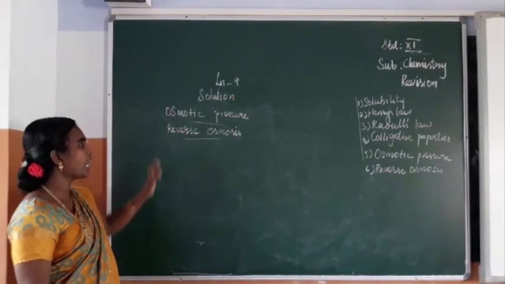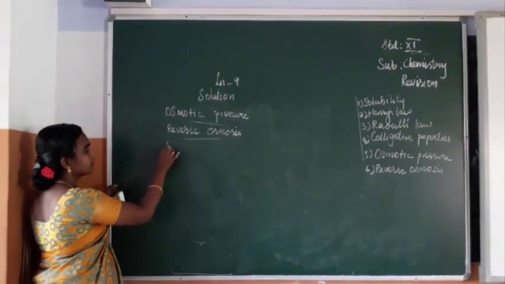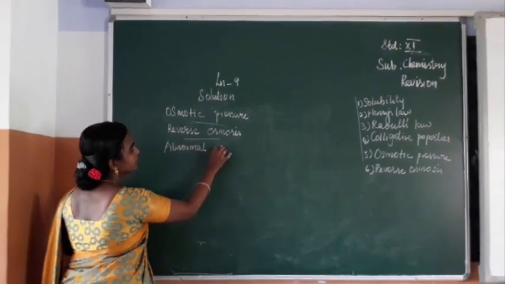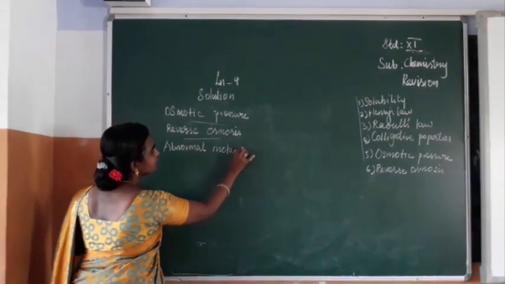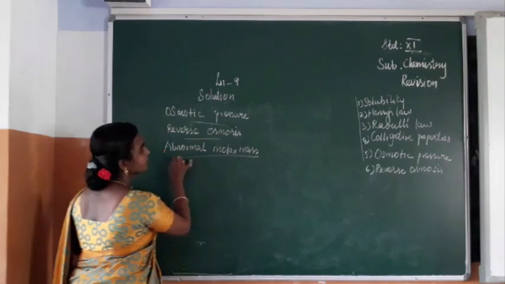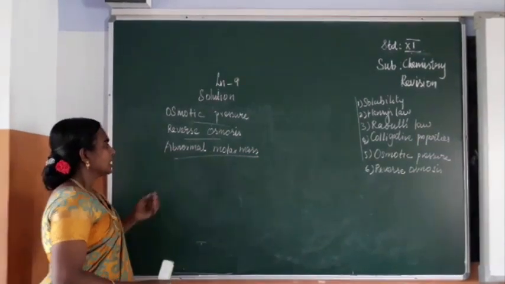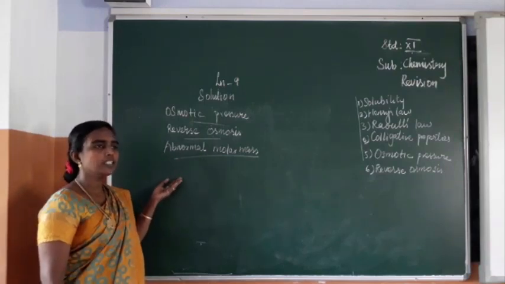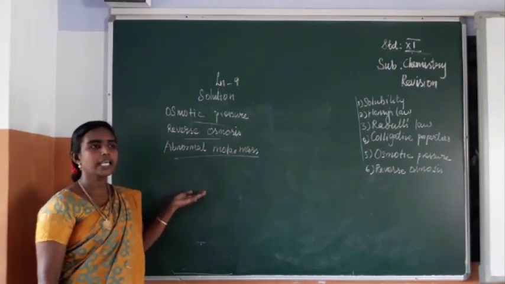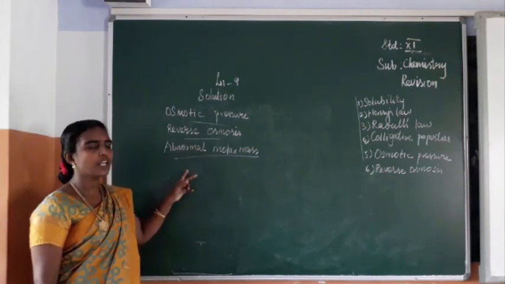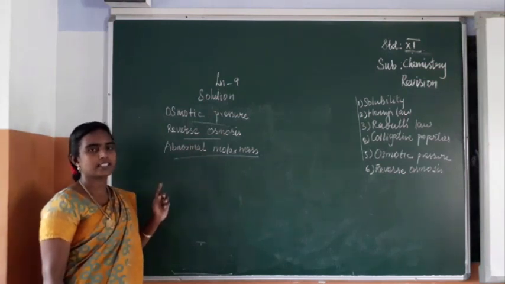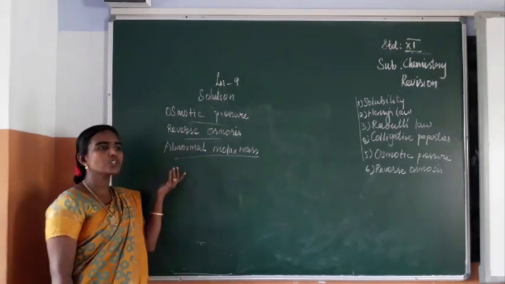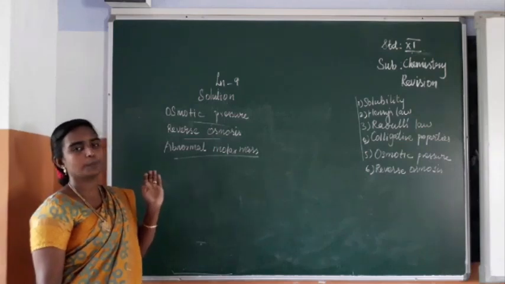Next we can see abnormal molar mass. The actual molar mass of the solute particle and the value determined by experiment will not be the same in all cases. The reason behind this abnormal molar mass is dissociation and association of solute particles.